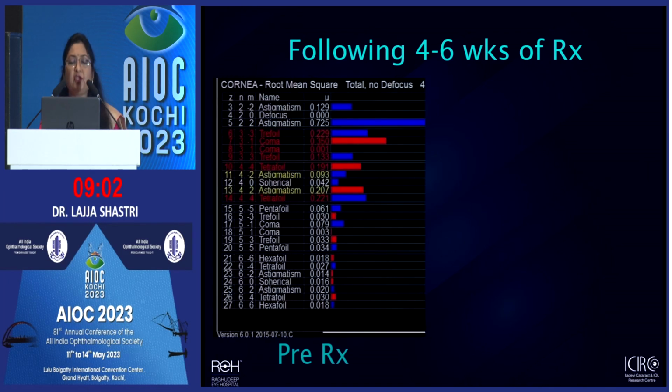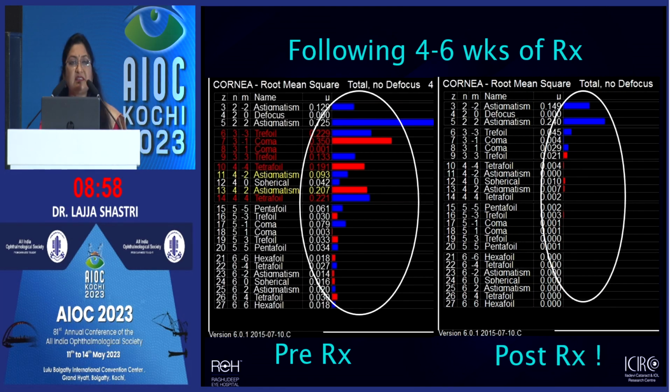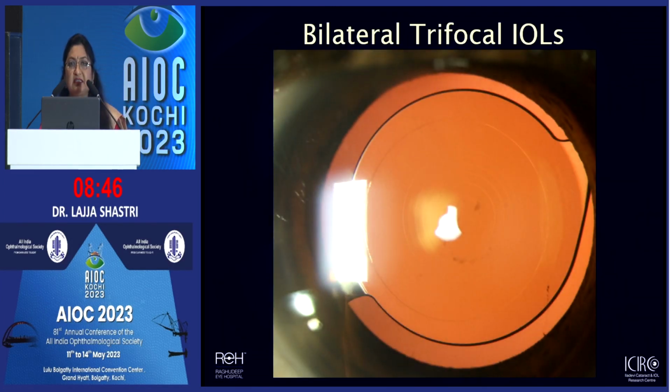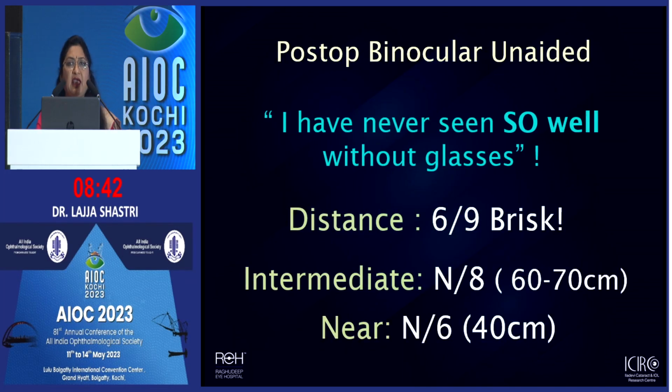And what I'm showing you here is before and after treatment. As you can see here, a completely changed aberration profile, a much better cornea now. On evaluation, when we found her to be suitable for a trifocal and gave her that option, she jumped at it because she wants to get rid of glasses for distance and near both. So after trifocal lens implantation in both eyes, she was extremely happy with her outcome, saying I've never seen so well without glasses ever before in my life.